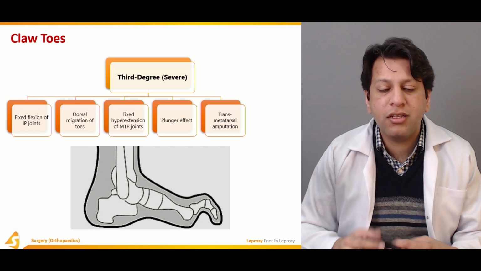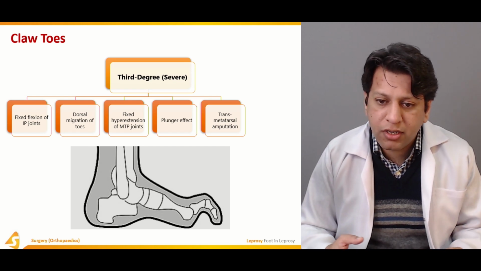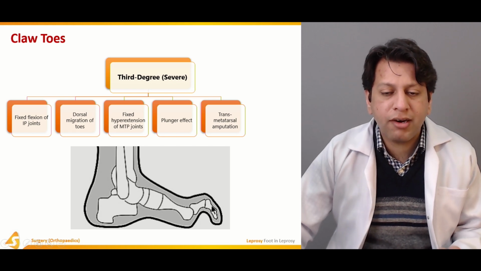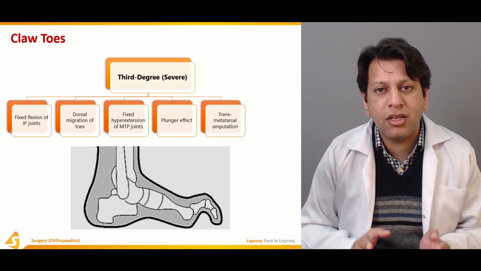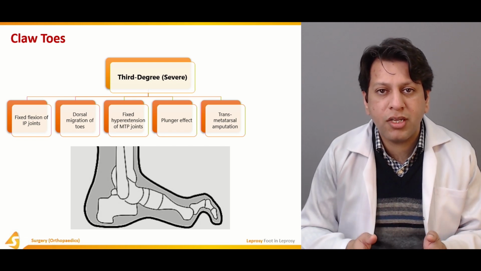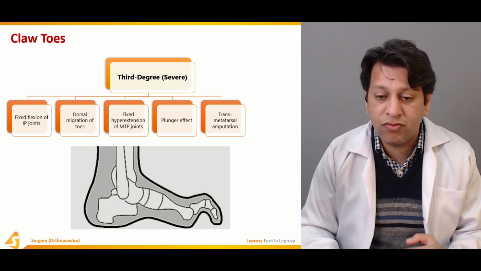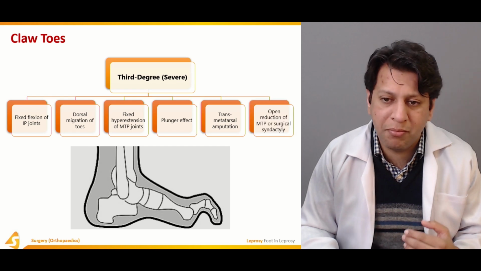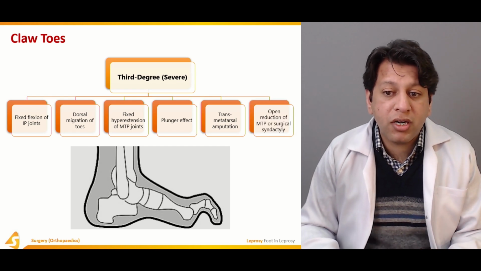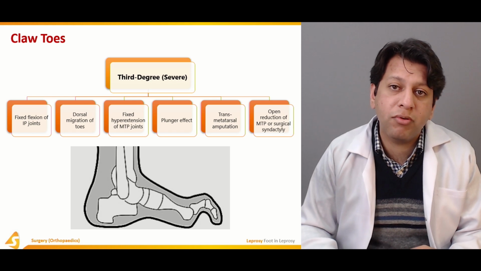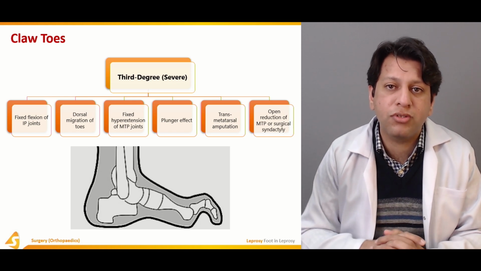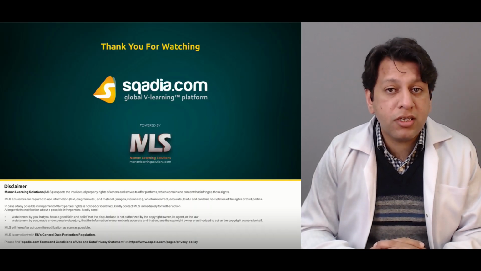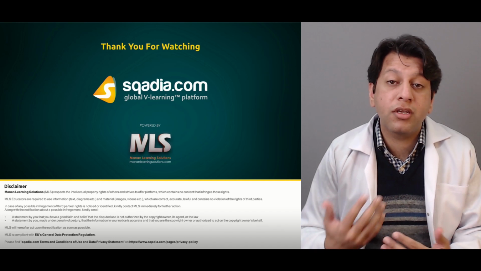Therefore, sometimes you need to do some kind of transmetatarsal amputation, that is, an amputation at this level, or probably some kind of arthrodesis in which you fuse all the joints into one direction so that a plantigrade foot can be achieved. Because it has now gone to a stage where simple tendon transfer will not help. Open adduction of the metatarsophalangeal joint or surgical syndactyly could be formed, that is, the fusion of these joints leading to surgical syndactyly formation.